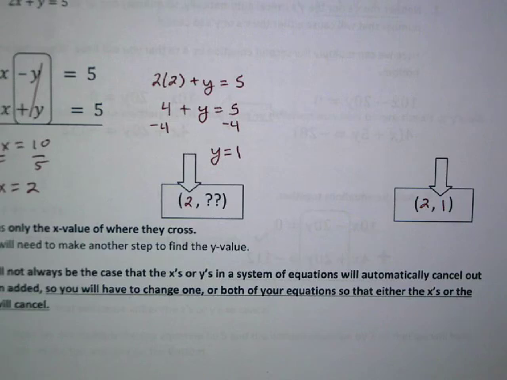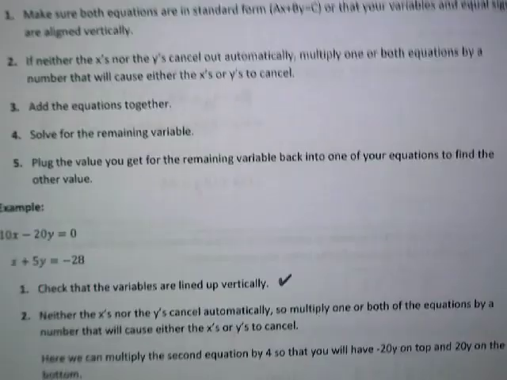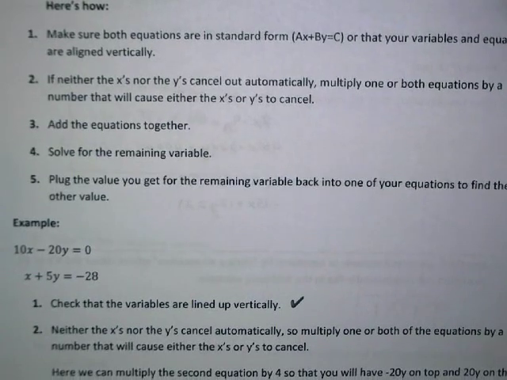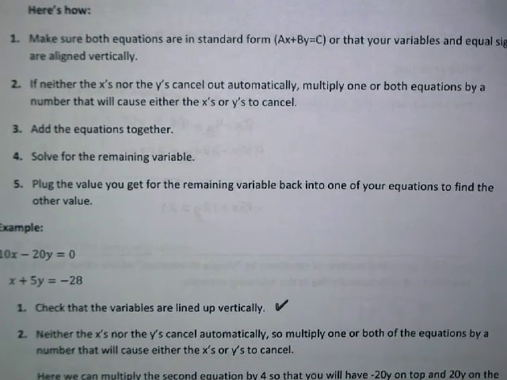Okay? It's nice if they're always set up like that, but it's not always going to happen. That's why we're going to use that skill to be able to write an equivalent equation. So if you turn the page, here's how you're going to do that. Make sure both equations are first in standard form and everything is lined up. That has to happen first before you can decide if we need to change one of the equations.